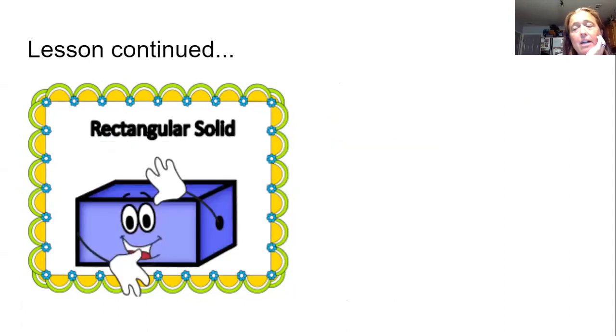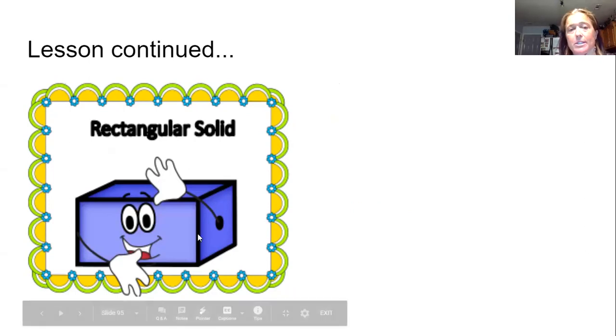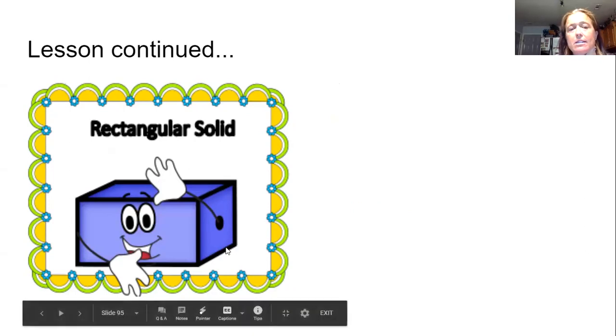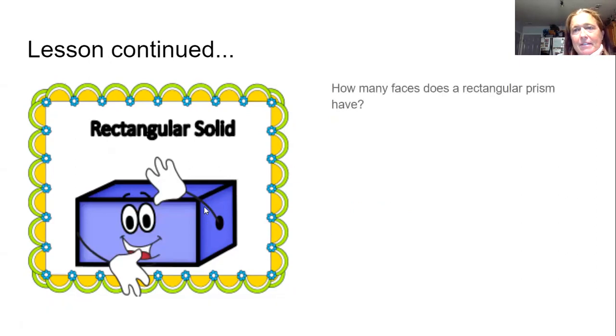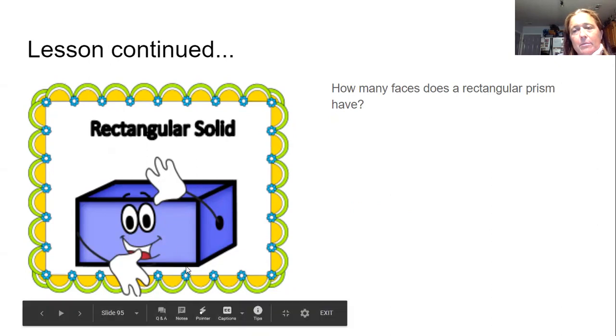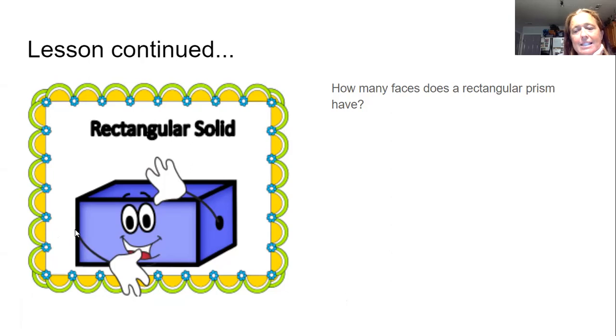And a rectangular solid or a rectangular prism, which remember is called a rectangular prism because the ends are rectangles. How many faces does the rectangular prism have? So there's one here, one across from it, that's 2. One on the top, one on the bottom, that's 4. One on this side and one on this side, that's 6. So the cube and the rectangular prism both have the same number of faces.